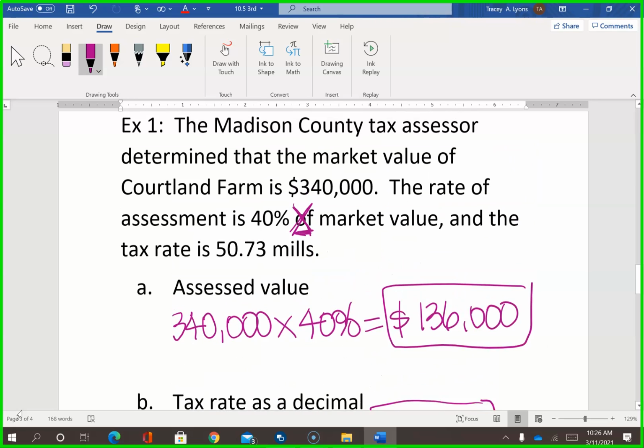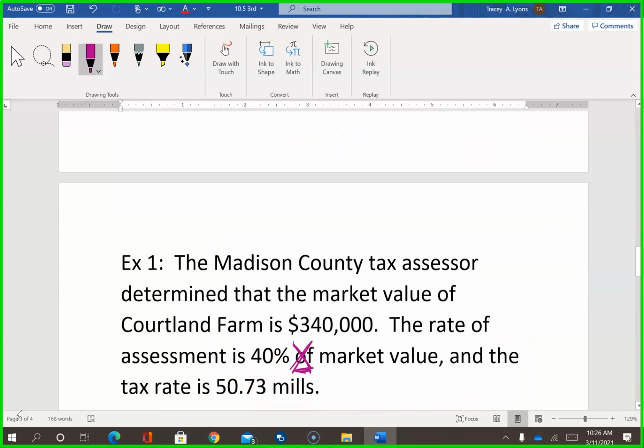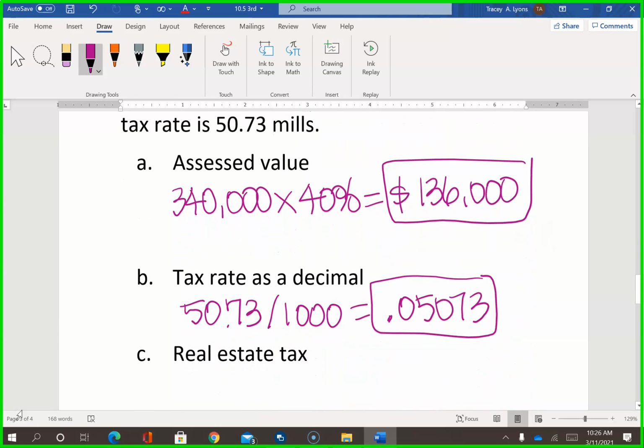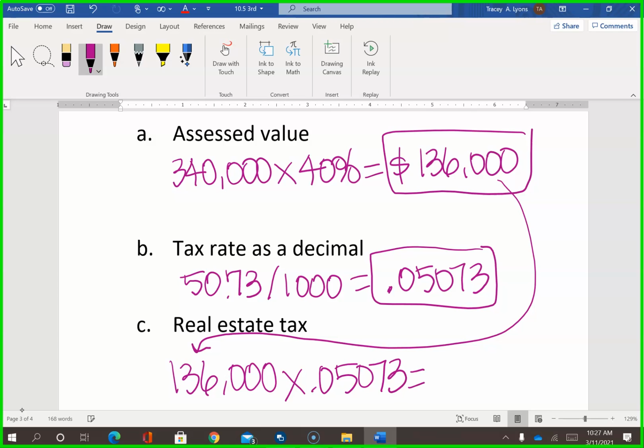The real estate tax then, looking at the formula above, says the tax rate times the assessed value. So we're going to grab our answer that we just did and multiply it times 0.05073. And that will be how much real estate tax this person would have to pay.